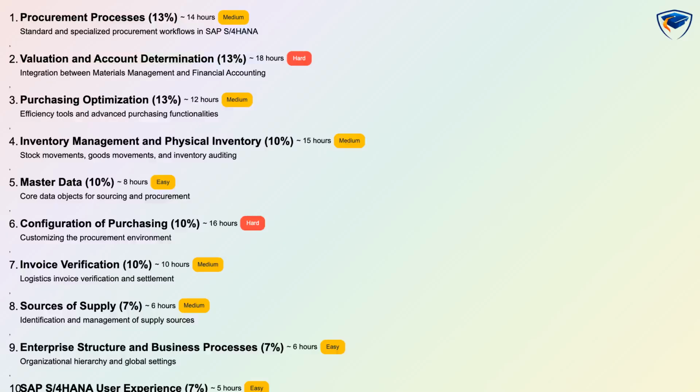Each domain lists focus areas, difficulty, estimated learning time, and assessment types. I will summarize what you need to learn in each area and highlight the most important topics to prioritize.